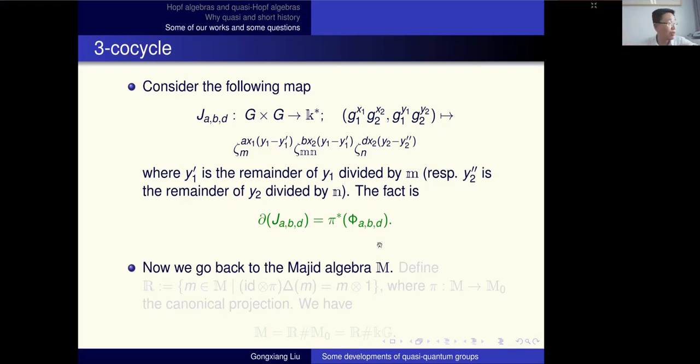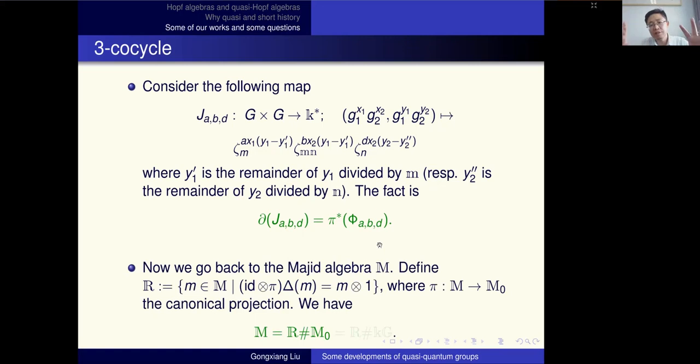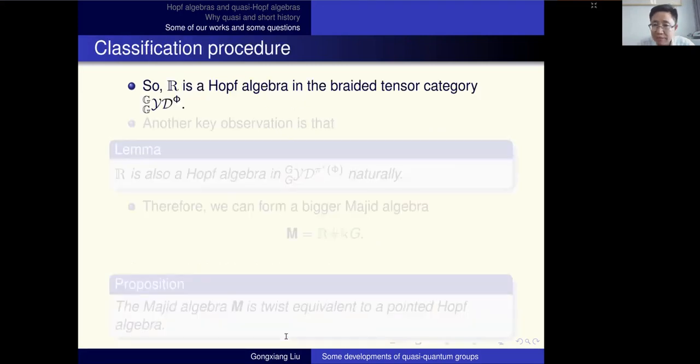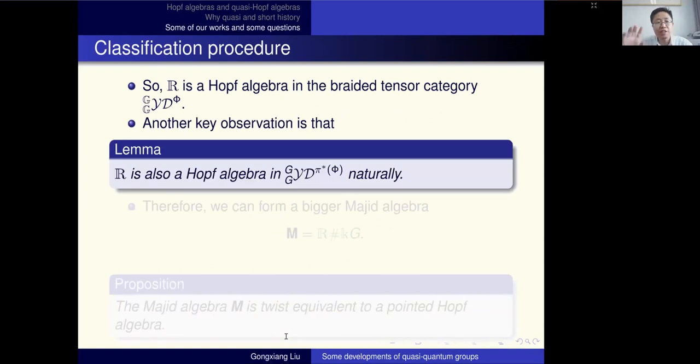Next, we should concentrate on the M1 part. So to consider this part, we need to divide M into two parts. One is M0, another part is R. R, if you are familiar with the theory of Hopf algebras, sometimes is called a Nichols algebra. So next, we need to consider the Nichols algebra part R. Also, another point is we prove that R is not only a Hopf algebra in the original category of Yetter-Drinfeld modules, but also in the category of Yetter-Drinfeld modules over this bigger group.